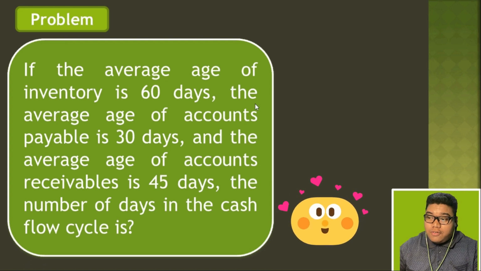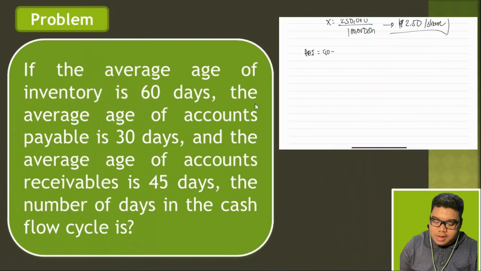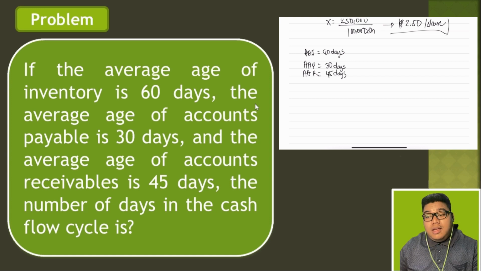If the average age of inventory is 60 days, then we have the average age of accounts payable, average age of payables 30 days. Then we have average age of accounts receivable, or the average collection period, of 45 days. What is your cash conversion cycle? Actually, we can solve for the operating cycle here. What is your operating cycle?